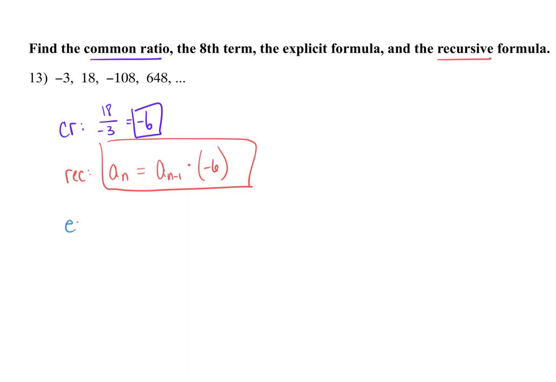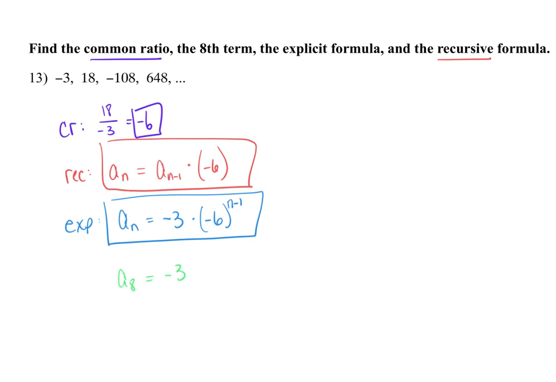Explicit. For explicit, to find a sub n, I am going to start with my first term. In this case, it's negative 3. And I'm going to multiply that by my common ratio to the power of n minus 1. And then they want the 8th term. So I'm just going to plug in an 8. Negative 3 times negative 6 to the 7th.